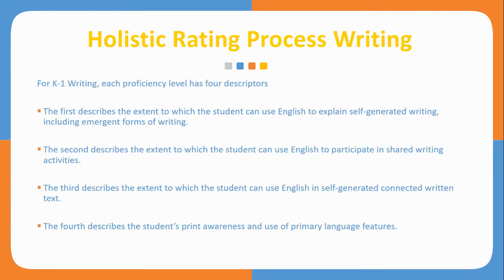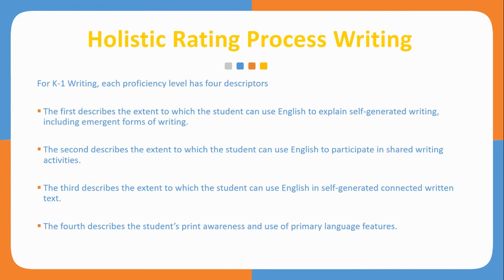This year, Harmony ISD has decided not to require writing collections for grade K-1. For K-1 writing, each proficiency level has 4 descriptors. The first describes the extent to which the student can use English to explain self-generated writing, including emergent forms of writing. The second describes the extent to which the student can use English to participate in shared writing activities.